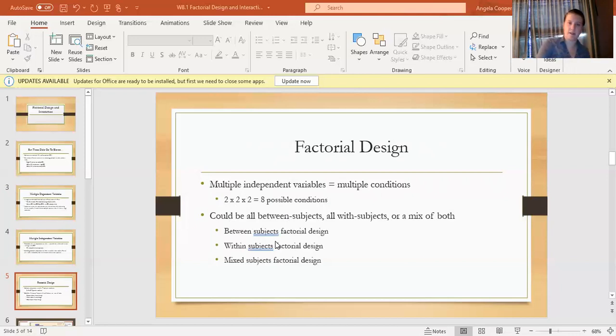Now, this can be a between, within, or mixed subjects factorial design. Again, between subjects, 1 person, 1 condition. So we have 8 total conditions in this particular example, so 1 participant is only in one of those 8 conditions. For a within subjects design, 1 person is in all 8 of the conditions. And for a mixed design, some people, maybe it's half and half. Maybe half of them take 4 of the conditions, and the other half take the other 4.